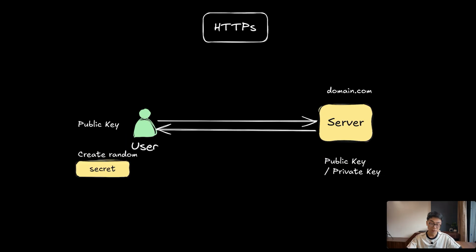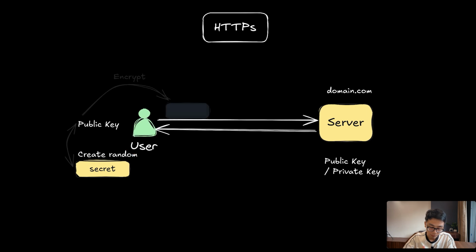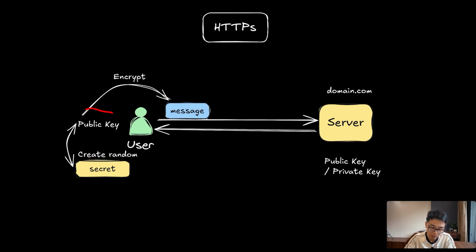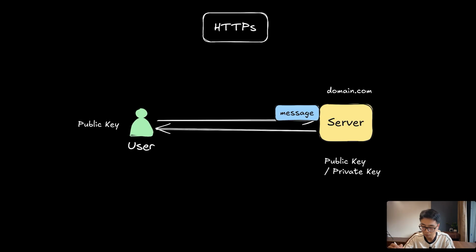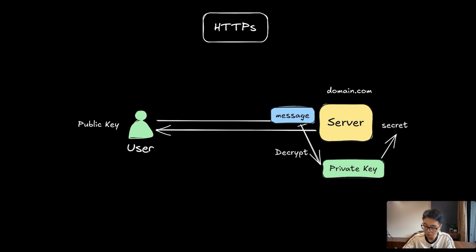So next, the user is going to create a random secret over here, which will be the shared secret later. It's going to encrypt the message using the public key, and this message will be sent to the server. After that, the server will decrypt it to get the secret. So now, finally, the server and the user have the same shared secret, so they can start exchanging requests and responses safely from now.